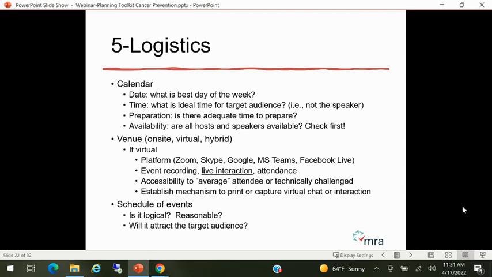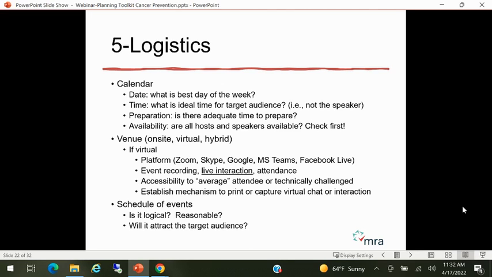Make sure that your platform allows for event recording. You want to record the event. Is it capable of capturing live interaction? And this is a key. We just identified previously that live interaction is an actual requirement. So you must make sure that that exists. How are you going to capture attendance?